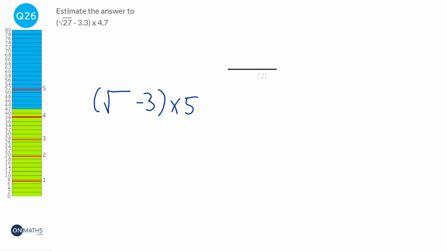Now 30 is no easier to work out. So square numbers are a bit of an exception. When you've got a square root, you've got to find it to the nearest square number. So 27 to the nearest square number is 25. So square root of 25 is 5. And then 5 take away 3 is 2, times 5 is going to be 10. So our answer is 10.